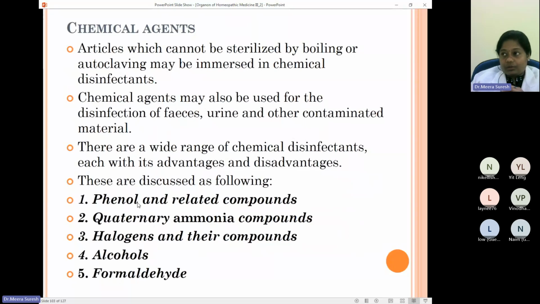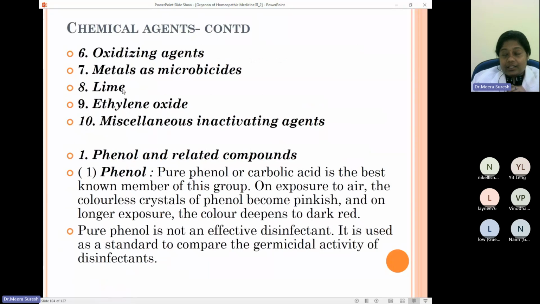So the first one is phenol or the phenyl that we use for our household purpose very commonly. Then there are quaternary ammonia compounds, then halogens. And the halogens, it mainly comes the chlorine, the alcohol, formaldehyde or its liquid form formalin, oxidizing agents like permanganate, potassium permanganate, metals as microbiocides, especially silver, then lime, ethylene oxide, miscellaneous inactivating agents. So we go through one by one.